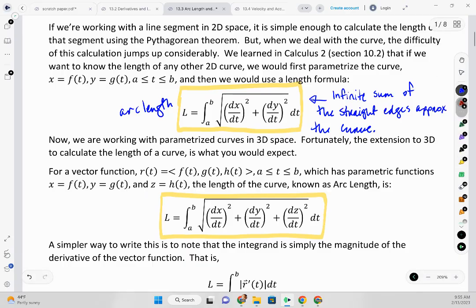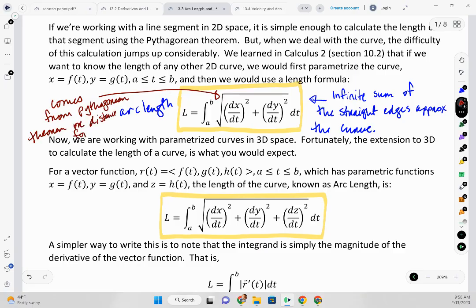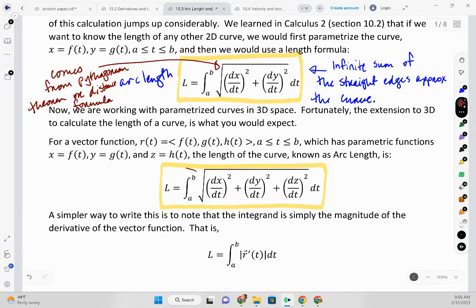And so this first one up here comes from the Pythagorean theorem, or distance formula. And then the one that is in the three-dimensional case is also coming from our three-dimensional distance formula. I find it's very nice to know where things come from because it might allow you to remember them better.